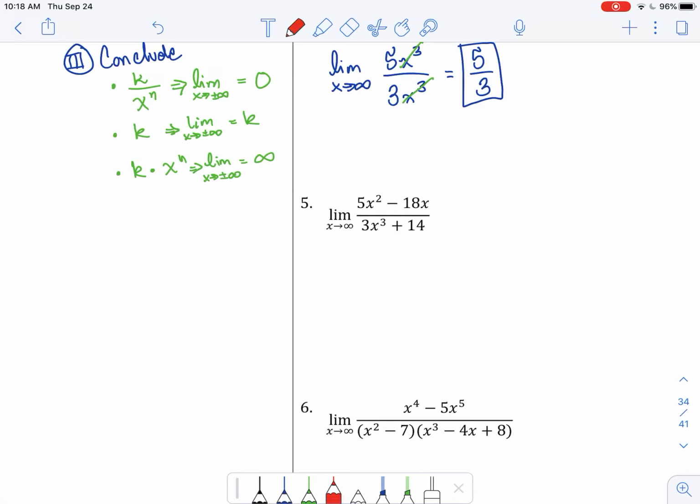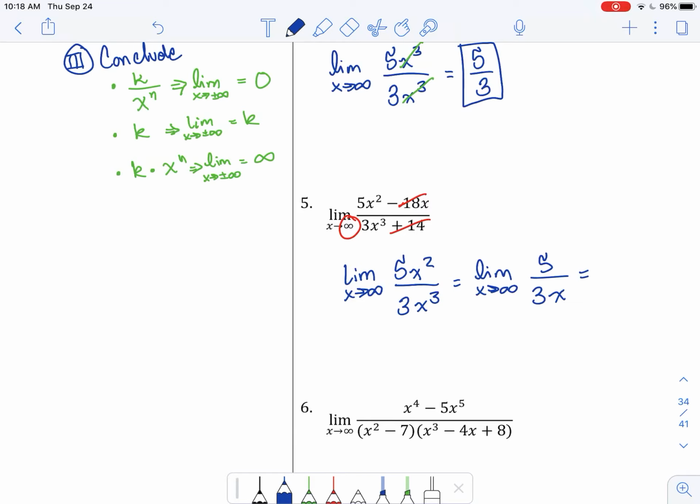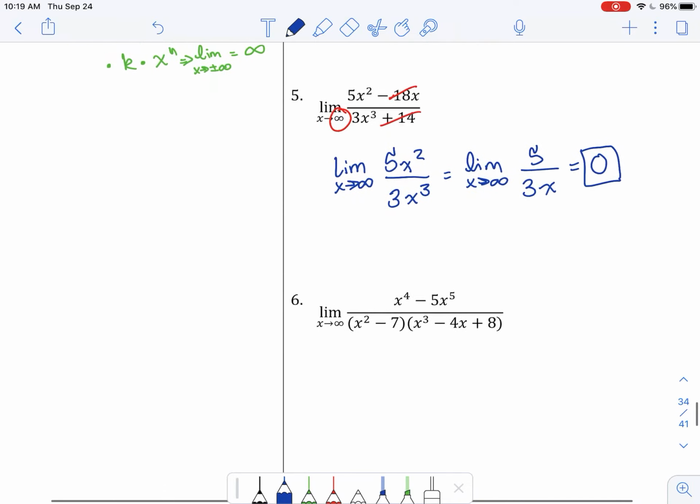Finally, we have here canceling out all but our highest degree terms because we're still looking at infinity. And so this limit is, as x approaches infinity, of 5x squared over 3x cubed, which simplifies to the limit as x approaches infinity of 5 over 3x. And now we have x in the denominator, so we're taking 5 divided by infinity, 5 divided by a billion. You will see that that's really, really close to 0, which is what the limit equals.